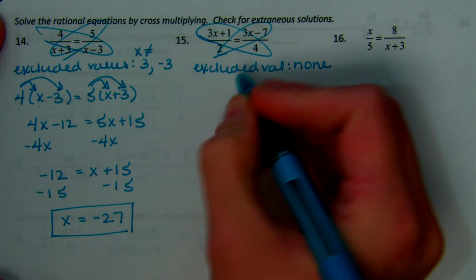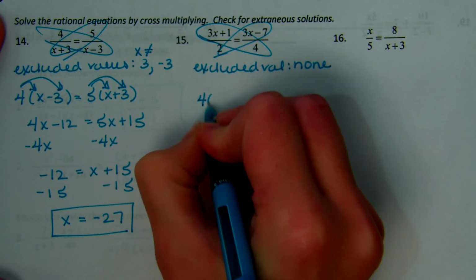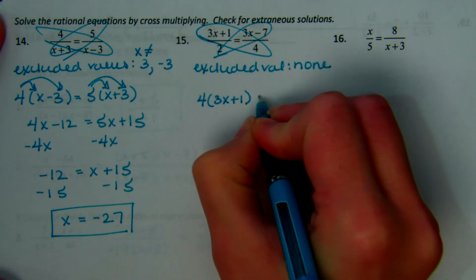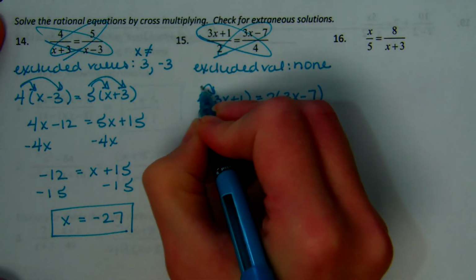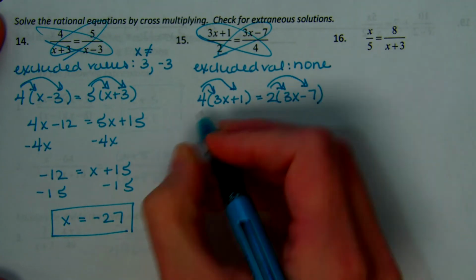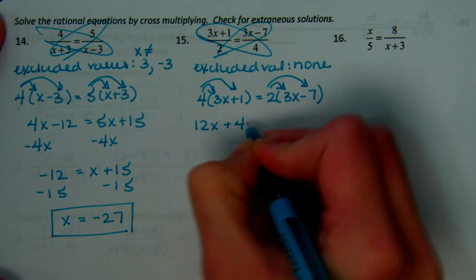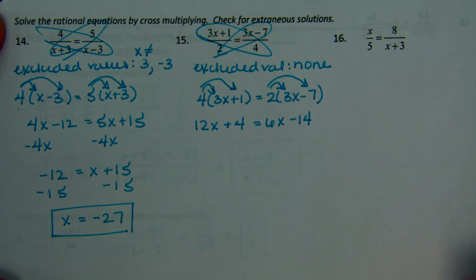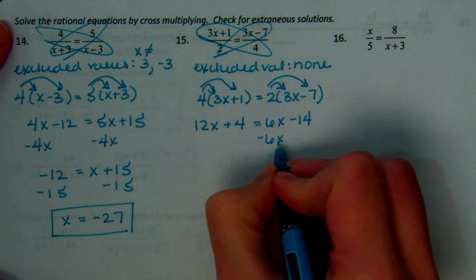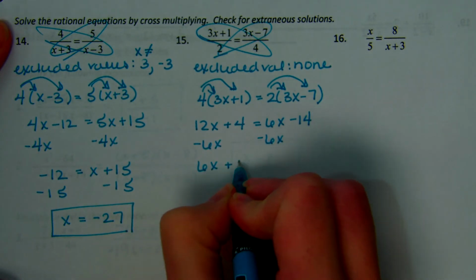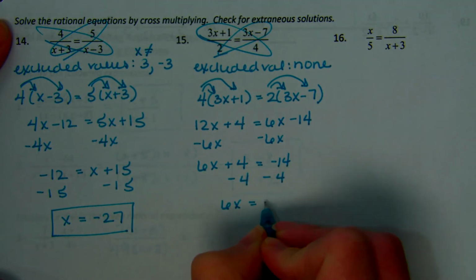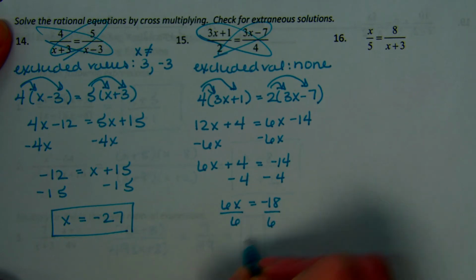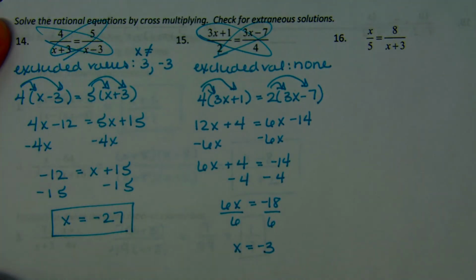I'm going to go ahead and cross multiply. So I've got 4 times 3x plus 1 is equal to 2 times 3x minus 7. And then distribute the 4 and the 2. So 12x plus 4 is equal to 6x minus 14. And then solve for x. Subtract 6x. 6x plus 4 is equal to negative 14. Subtract the 4. 6x is equal to negative 18. Divide by 6. X is negative 3. And since I didn't have any excluded values, we're good.